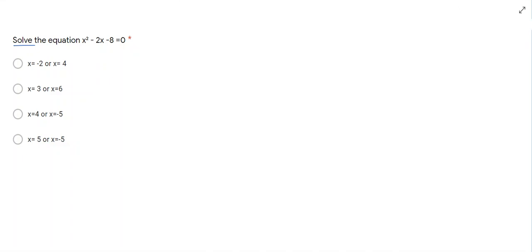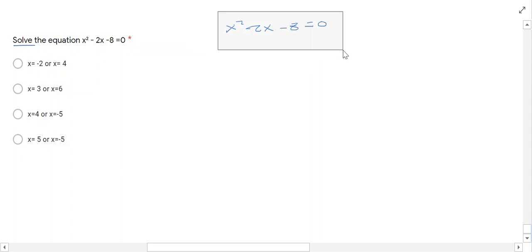Okay, so what we have here is a quadratic equation, and what we're asked to do is to solve for x. So we have x squared minus 2x minus 8 is equal to 0.